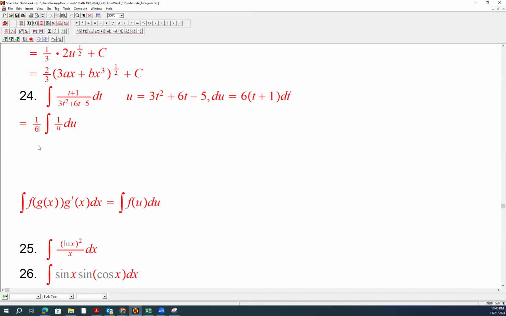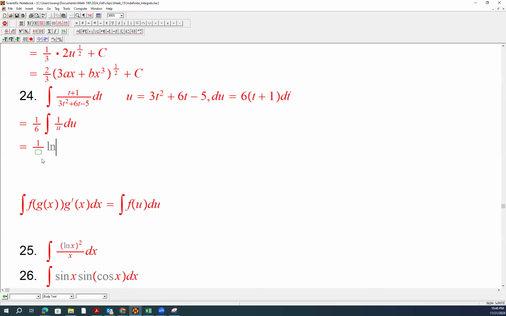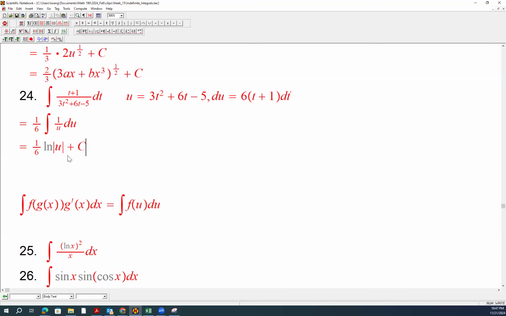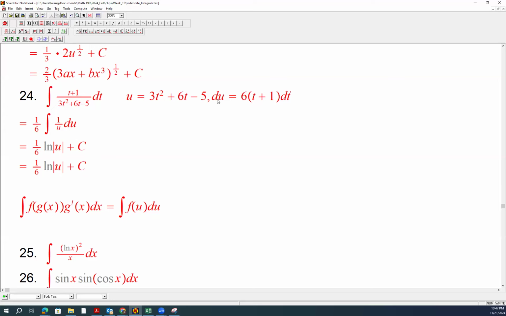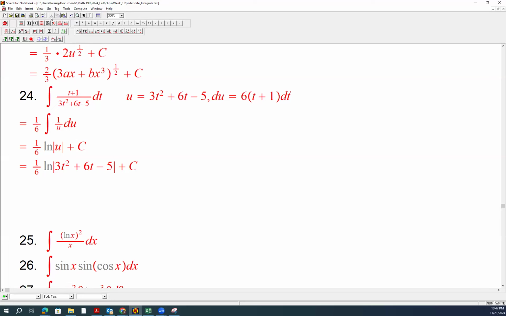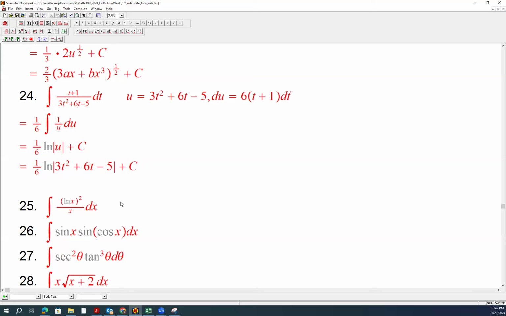Okay, and almost done, almost done. So 1/6 ln absolute value of u, plus a constant. And last but not least, bring back the replacement of u. Finished, right? So the more we do, the better we're going to be at this.